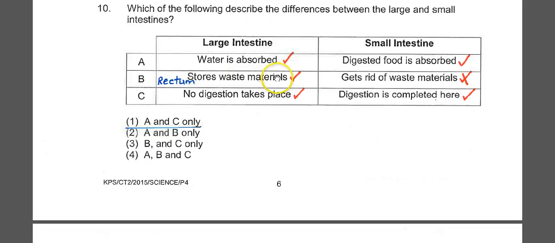Stores waste material. It means the large intestine has a portion, the end part near the anus, the rectum. This is the one where we store the waste material before you pass it out. All right, so A is correctly described, and C is correctly described. Number 1, A and C.